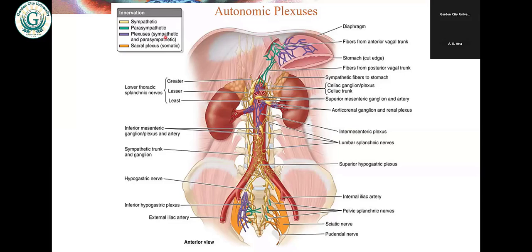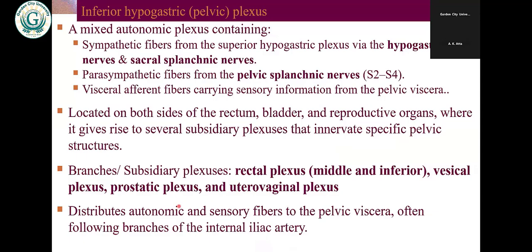So remember this nerve. It's carrying both sympathetic and parasympathetic, and also visceral sensory fibers. So the inferior hypogastric plexus. In the females, there's a very important plexus arising from the inferior hypogastric plexus. That plexus is what we call the uterovaginal plexus.